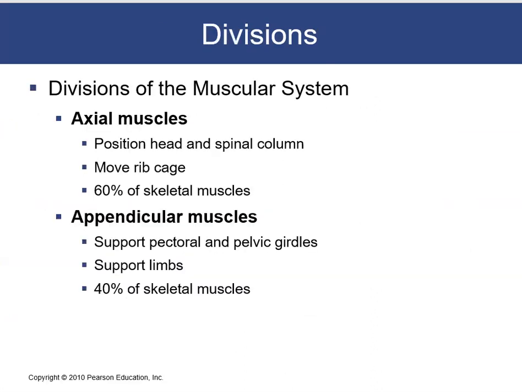Now we're going to look at the breakdown of the muscular system, the various divisions, and it looks very much like the skeletal divisions. There are axial muscles. These help to position the head and the spinal column and to move the rib cage. They make up roughly 60% of the skeletal muscles. And then there are the appendicular muscles. They support the pectoral and pelvic girdles and help to support the limbs. They make up 40% of the skeletal muscles.